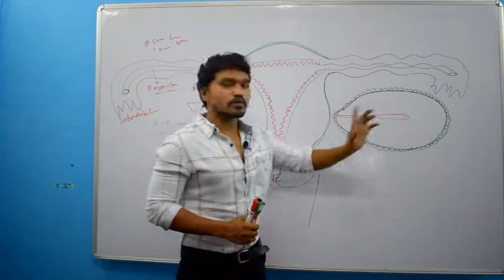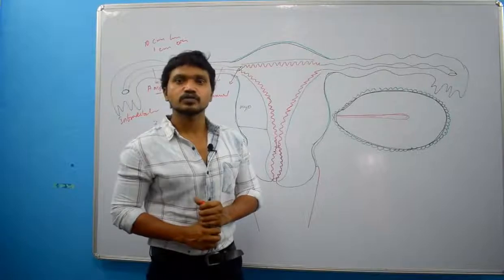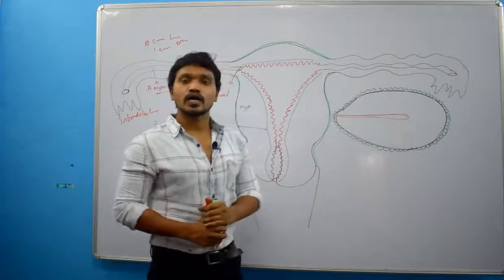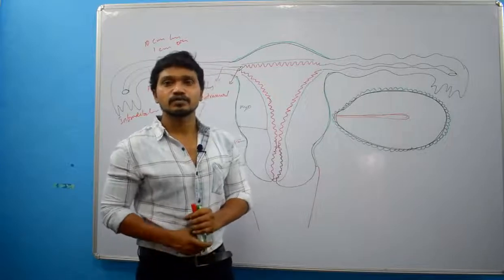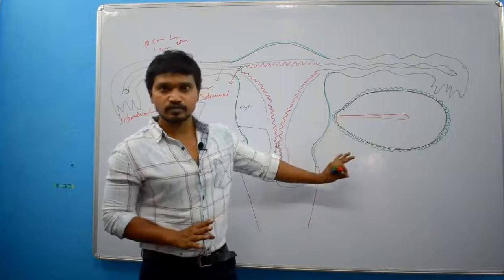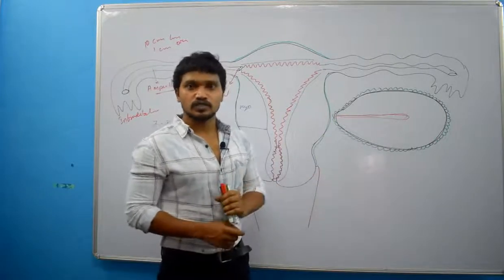The ovary is surrounded by a connective tissue layer. That connective tissue layer, what we call the tunica albuginea. Then that tunica albuginea is covered by germinal epithelium. The germinal epithelium is made up of cuboidal epithelium. Any difficulty up to here? If no, we will discuss oogenesis.